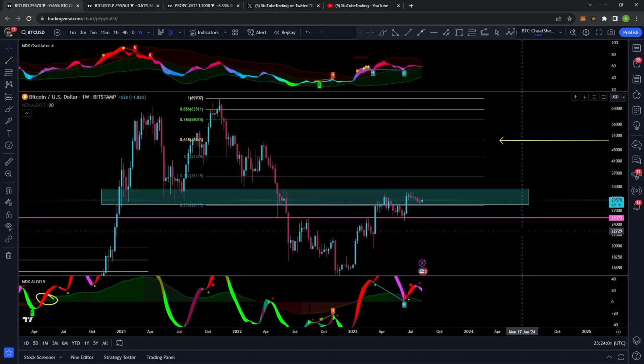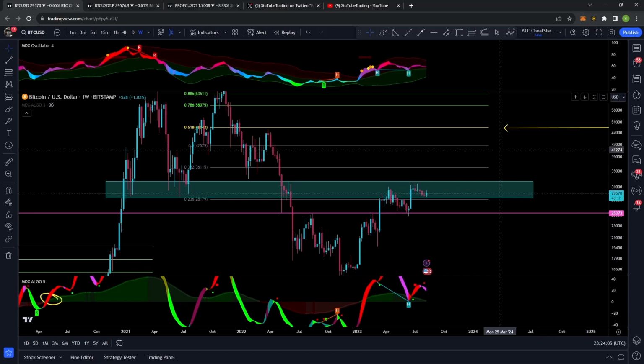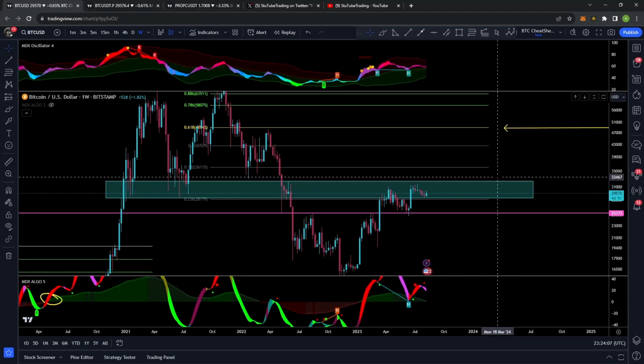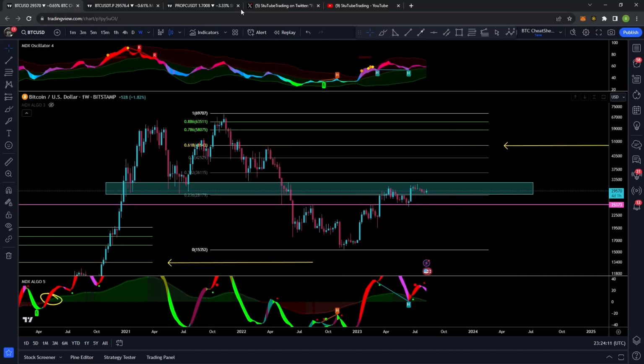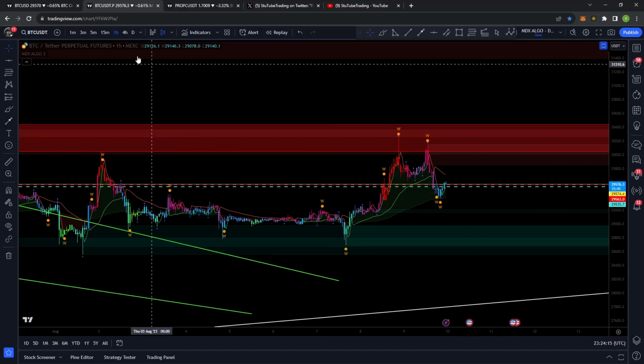But again, this is a weekly chart. Anything can happen. Obviously, a lot of economic factors can get involved when you're looking at such a long time frame. So there is that to consider. But like I said, on to shorter time frames anyways.